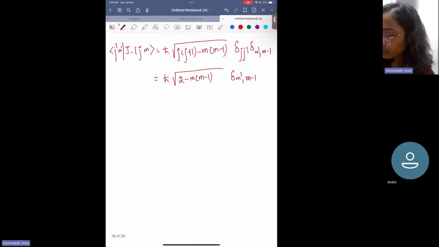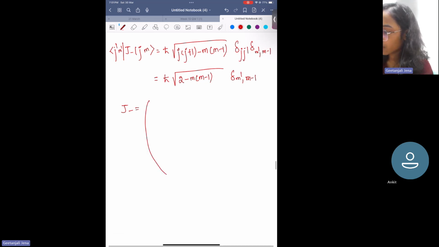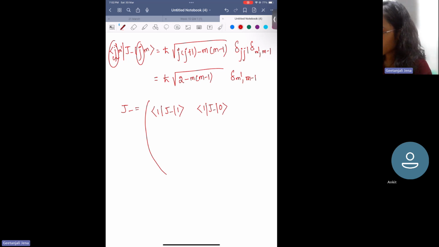So now what you have to do, you just have to find the matrix for J minus by taking different combinations of M and M prime. Let's start, so I am writing only, I'm ignoring this J term. So I am taking only M. Let us, it is 1, J minus 1. This is 1, J minus 0. 1, J minus 1.